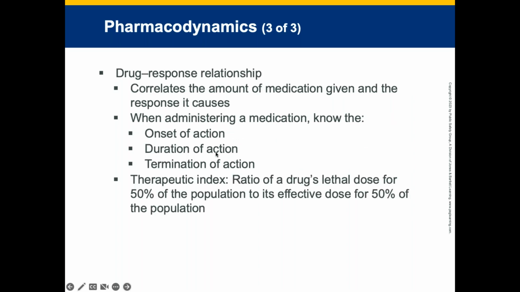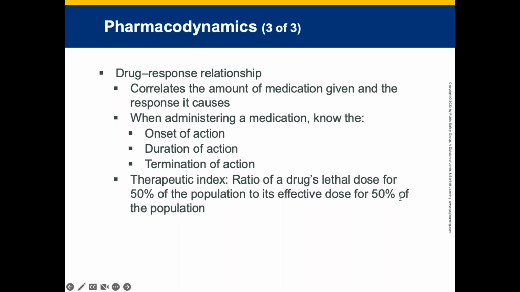Almost there. So the drug response relationship correlates with the amount of medication given and the response it causes. So when administering a medication, you need to know the onset of action, how long the duration of action is, and when the termination of action happens. Epinephrine, onset, rapid. Duration, 5 minutes. Termination of action, it stops. We need to do the next dose, right? The onset, duration, and termination of action affect the therapeutic index.